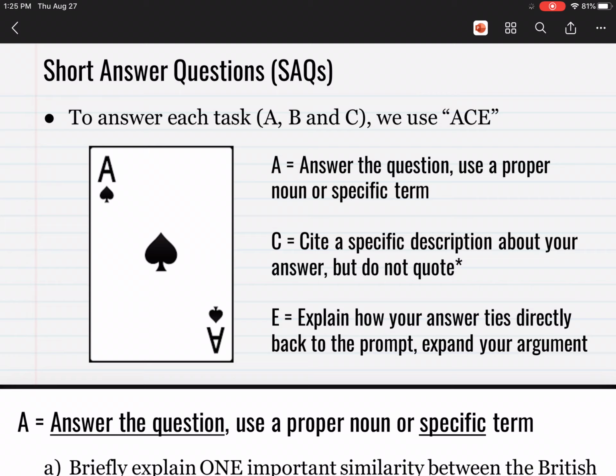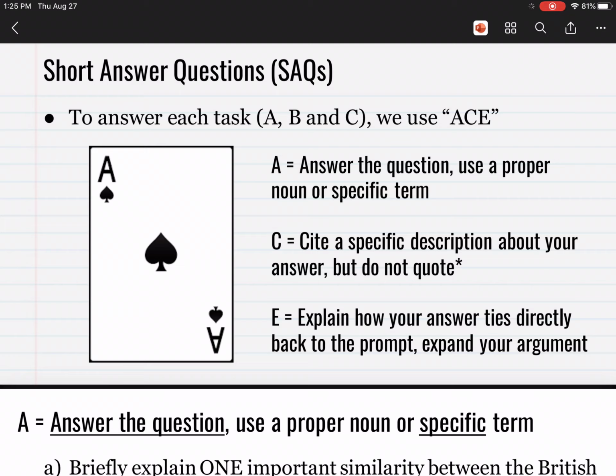In general, never quote when you're on the AP exam. In talking with readers, they're instructed, if they see a quote, to draw a line through it and not even read it. So whether it's a DBQ, LEQ, anything, don't quote. Use your own words. Letter E, explain how your answer ties directly back to the prompt and expand your argument. So that's what we're trying to do. You want to answer, cite, and explain when you get to the SAQ.